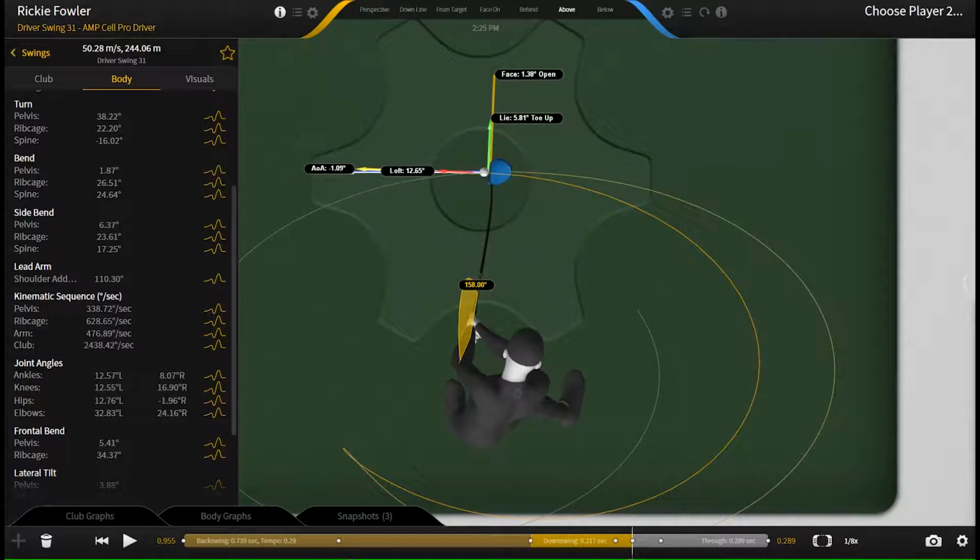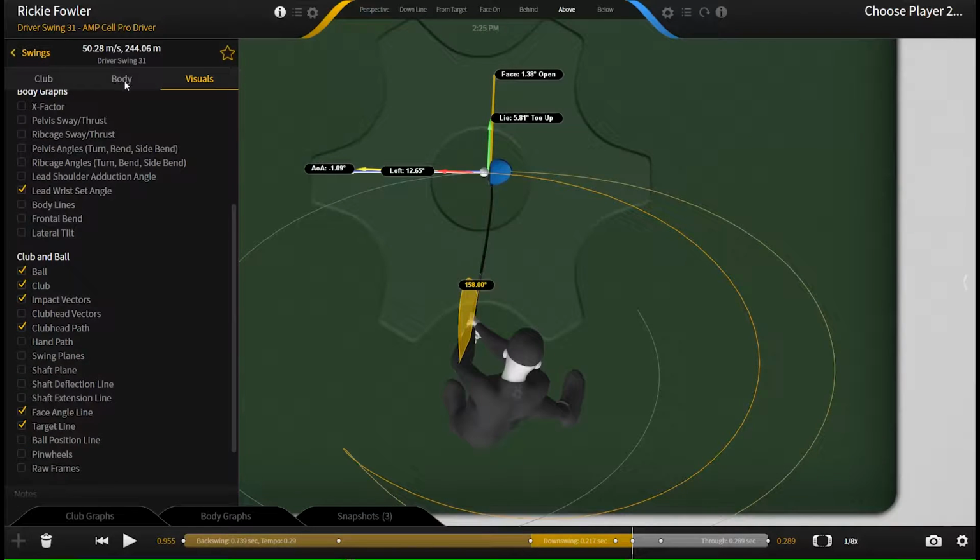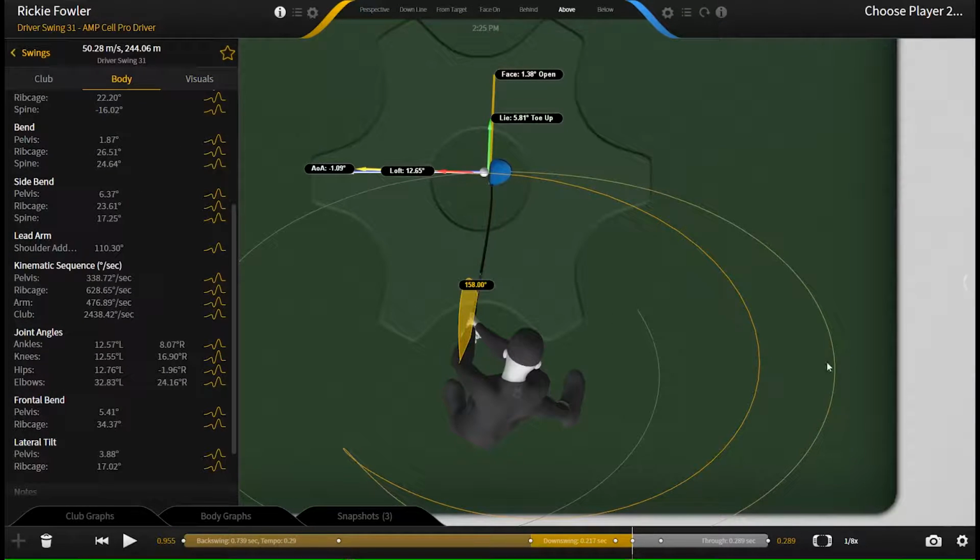Next, we have the kinematic sequence. The kinematic sequence is the rotation of the hips, rib cage, lead arm, and club head about each segment's individual internal vertical axis, or the spine axis at the time of address. These metrics can be found in the side panel at the current frame. Joint angles are the flexion angles in the sagittal plane of the right and left ankles, knees, hips, and elbows.